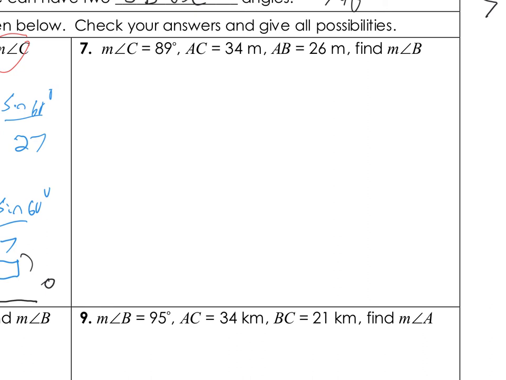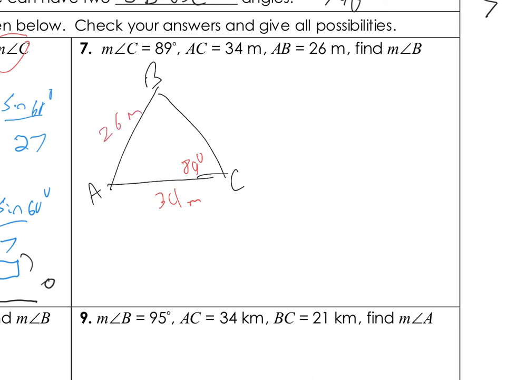All right, let me draw my ABC triangle for number 7. Doesn't matter what it looks like. A, B, C. And what's given? We know the measure of angle C is 89 degrees. We know AC has to be 34 meters. And AB was 26 meters. Find angle B. So we're looking for this theta right here.